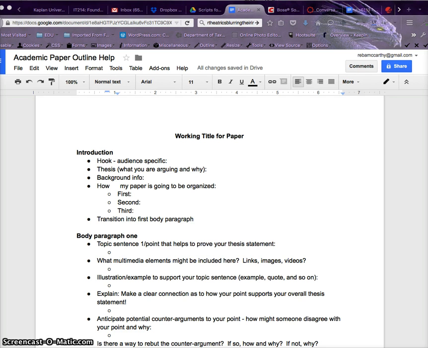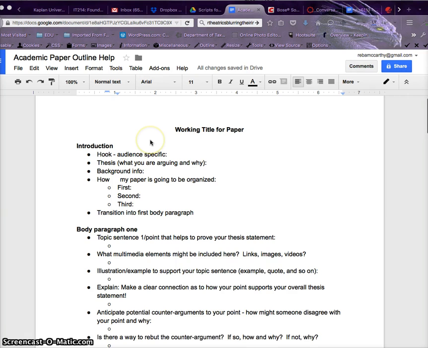Today we're going to talk about the elements of a good academic paper, and what I'm going to walk you through can be applied to just about any type of academic paper, but keep in mind that what I'm going to discuss today more specifically is an argument paper. That is when you take a stance and you work to defend it. So I'm going to look at a couple things.